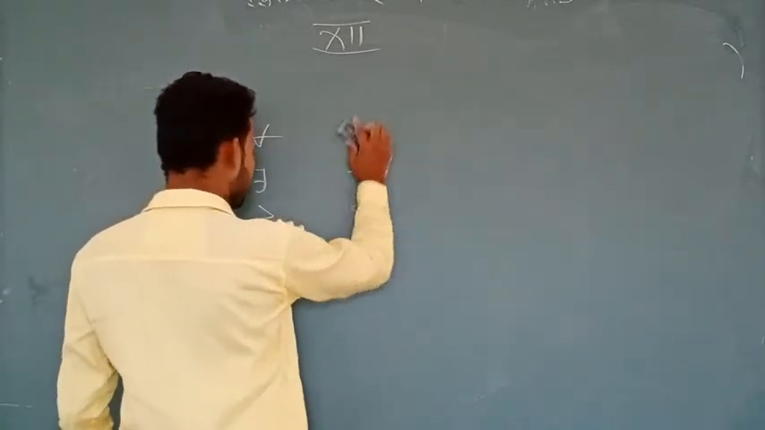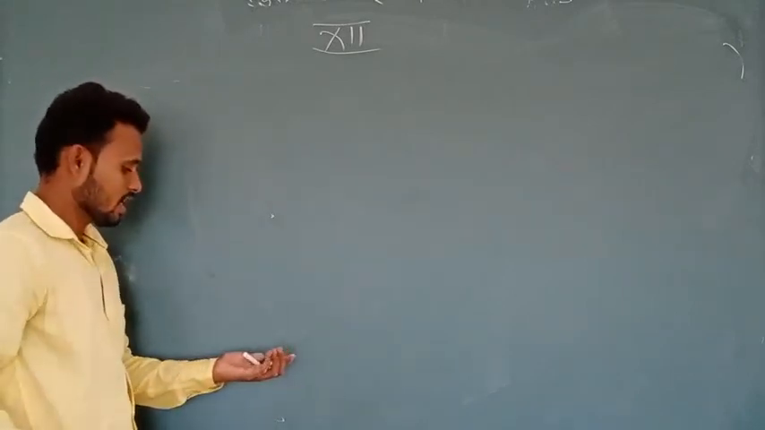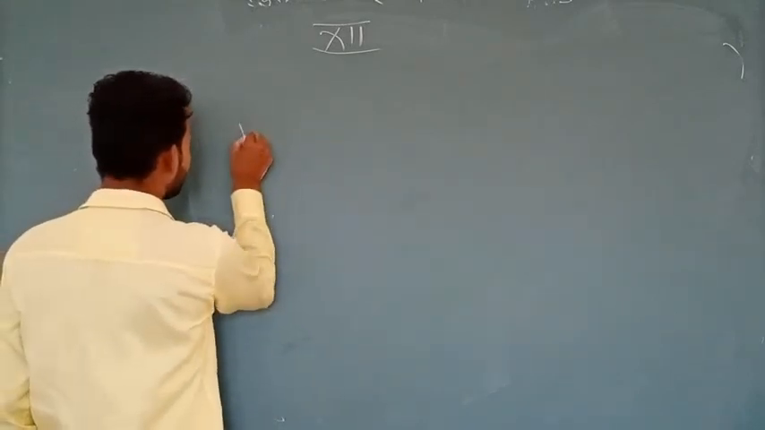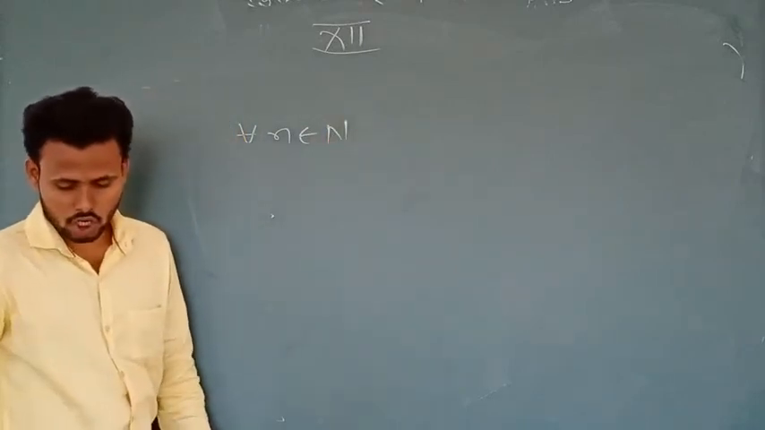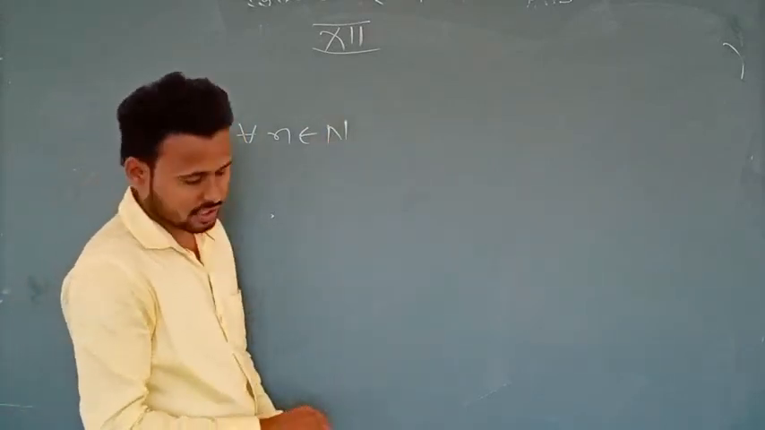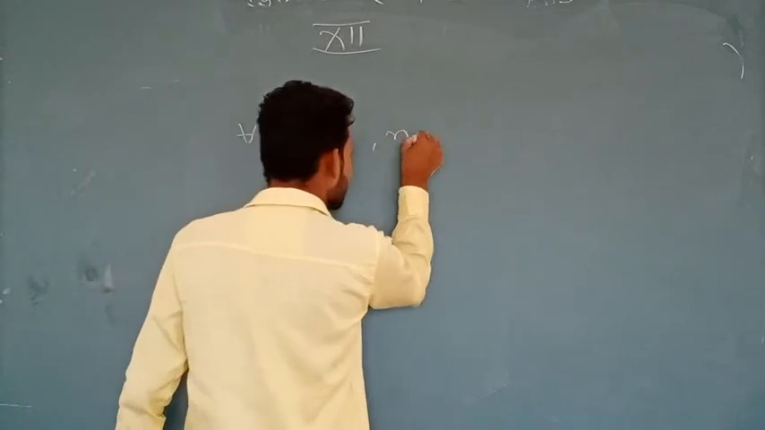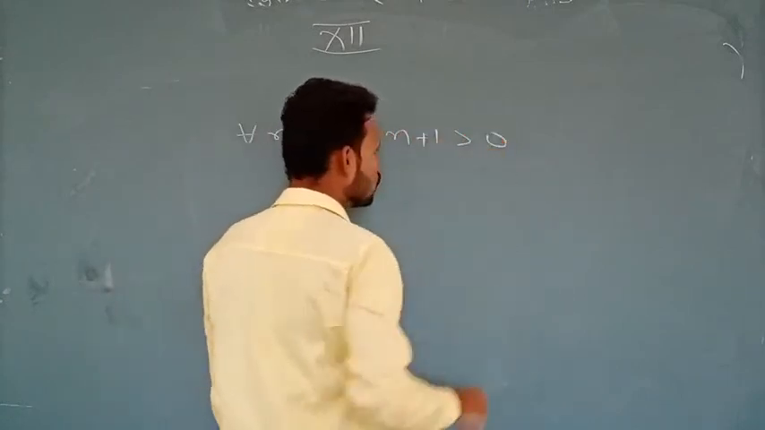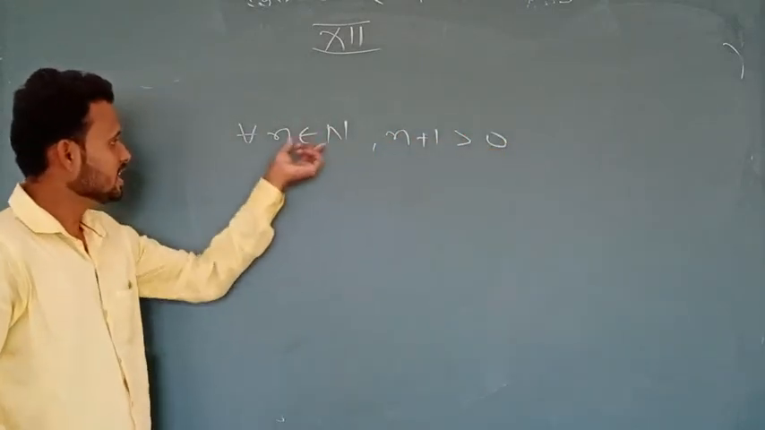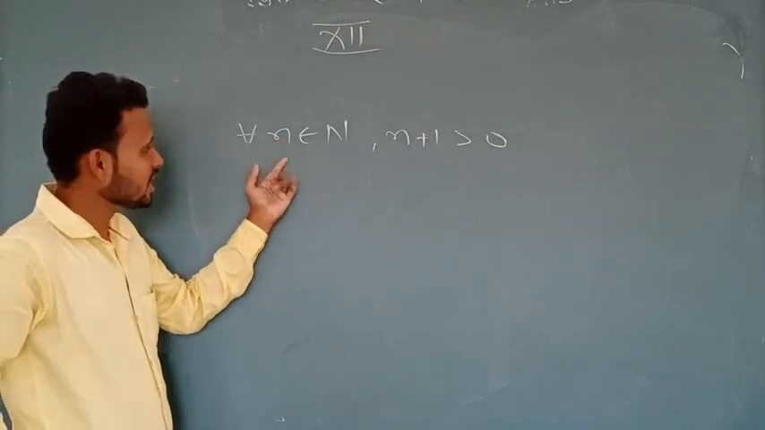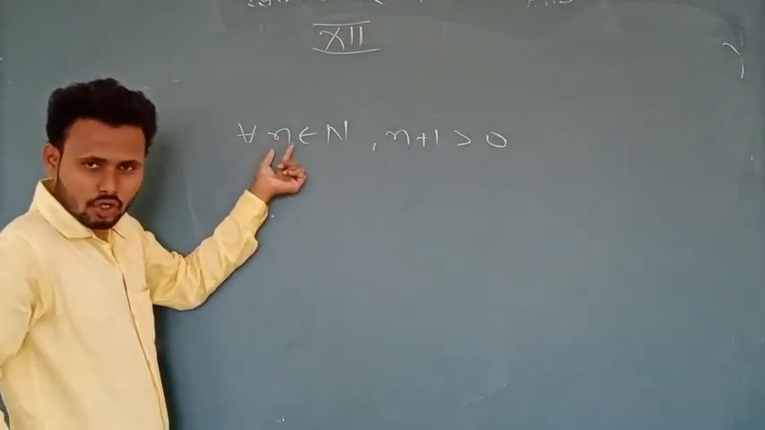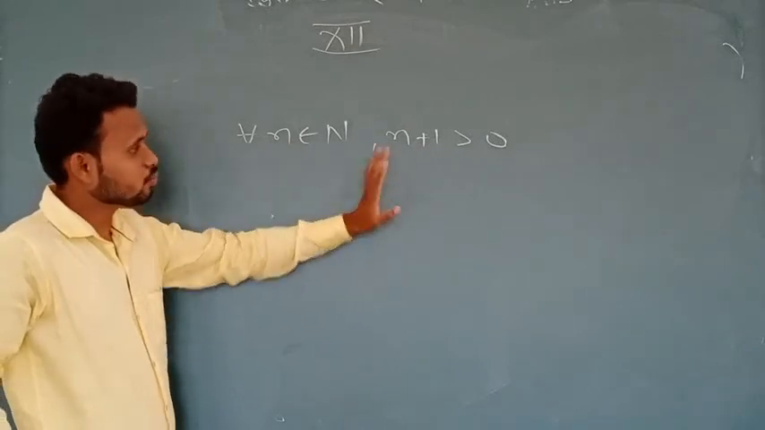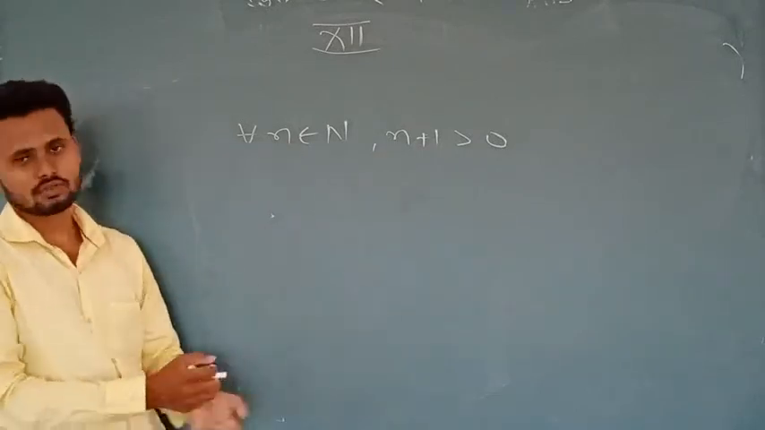Therefore take one example based on these signs. Write the negation of the following statement: for all n belongs to the natural numbers, n plus 1 is strictly greater than 0. Write the negation of that statement.